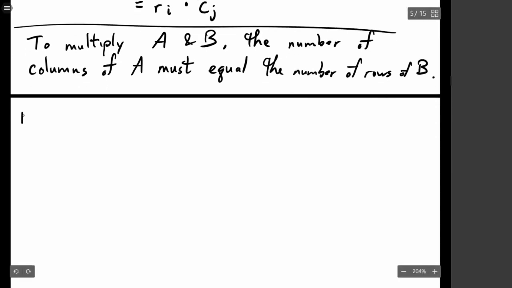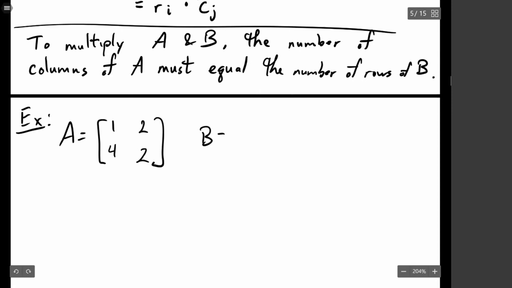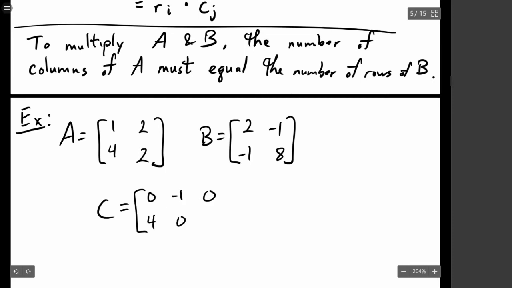So let's do an example. If A is the matrix 1, 4, 2, 2, B is the matrix 2, minus 1, minus 1, 8, and C is the matrix 0, minus 1, 0, 4, 0, 2. Let's look at some products that make sense and some that don't.